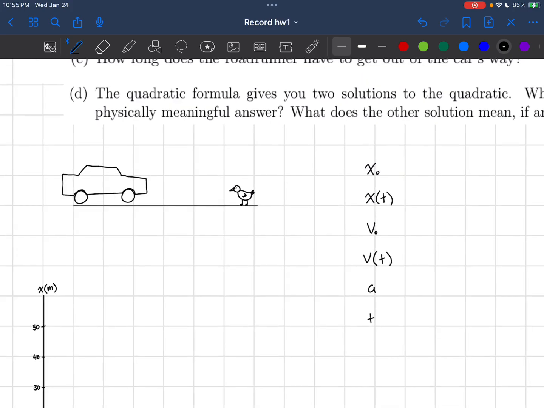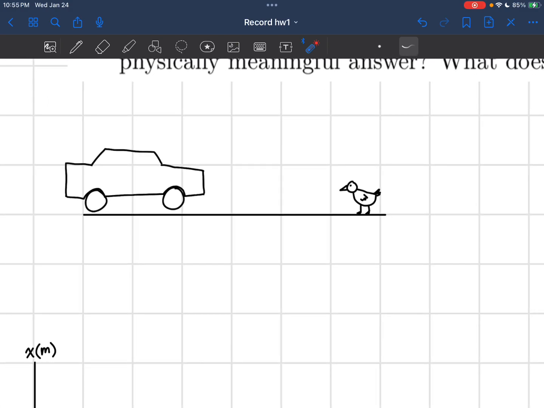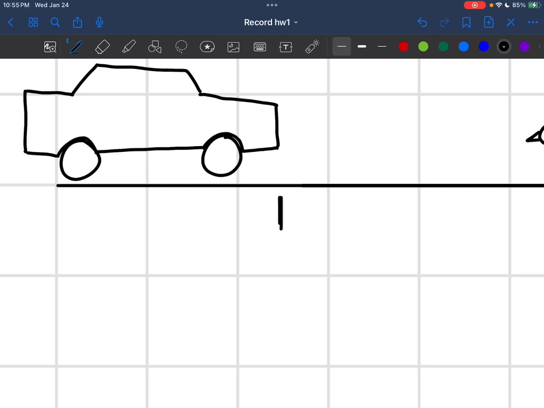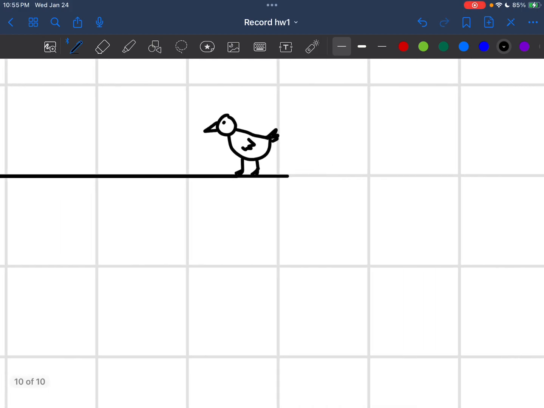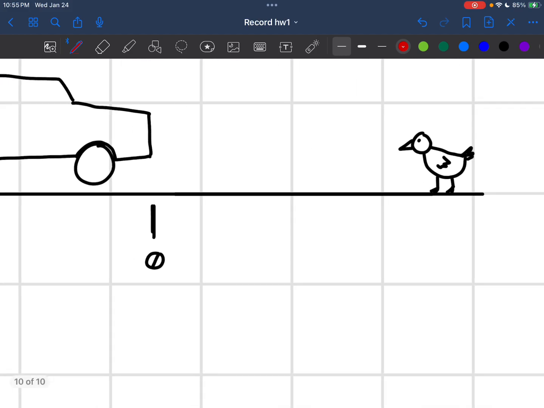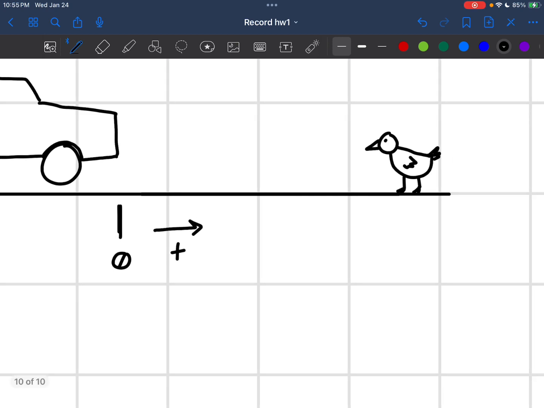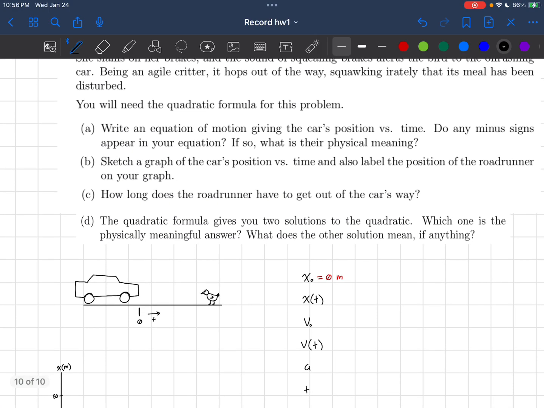All right. So I've listed out all of my potential variables, but I still have to pick my coordinate system. Just because I want to, I'm going to say 0 is where the car begins. So the car's initial position is going to be 0 because of how I define my coordinates. Okay. And just to make my life nice and easy, I'm going to say that positive is going to the right, because that just makes sense in my head. Positive is going towards our Roadrunner.